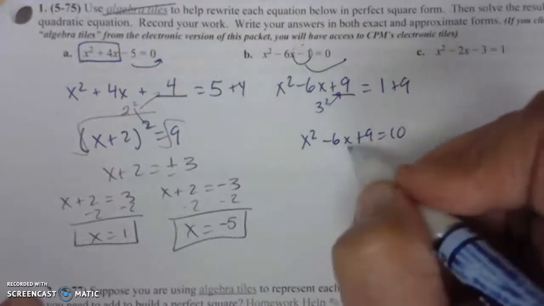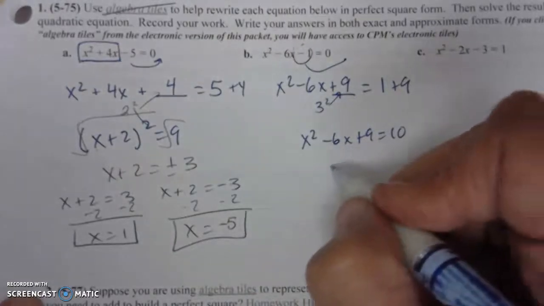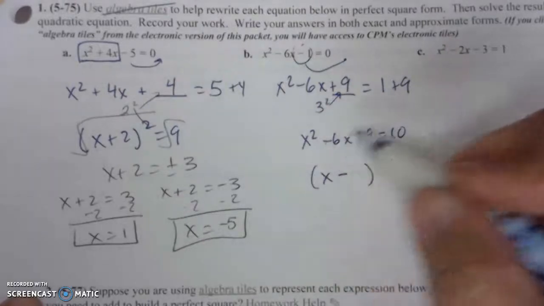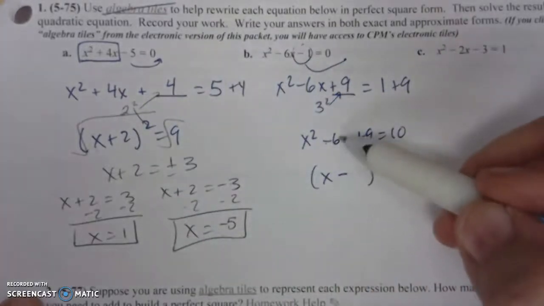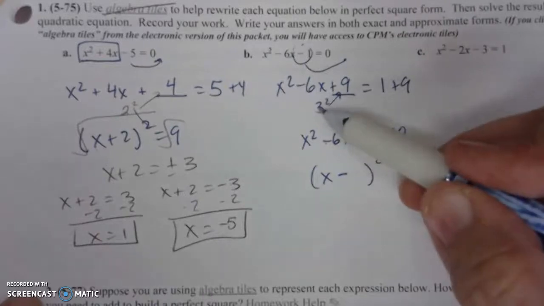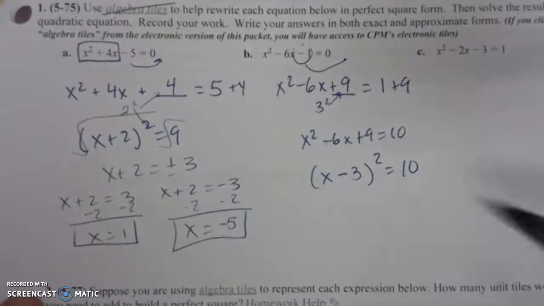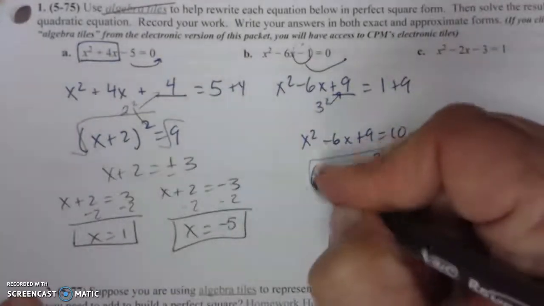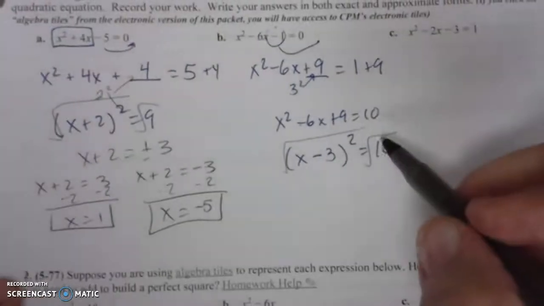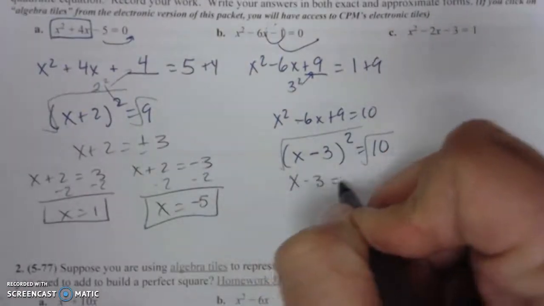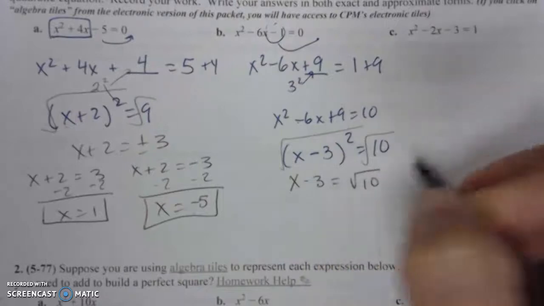And now I want to write this as a square. Remember, something squared. X minus, I put a minus because that's a minus. And then what number goes here? Remember, it's always half of that middle term, like we found the 3 up here. So it's going to be 3 squared equals 10. Now I can easily solve this one. I'm going to take the square root of both sides. The square root of a term squared is x minus 3 equals the square root of 10.